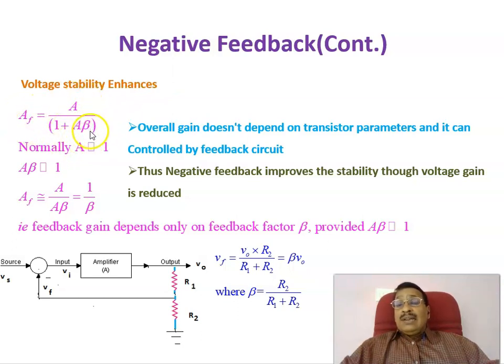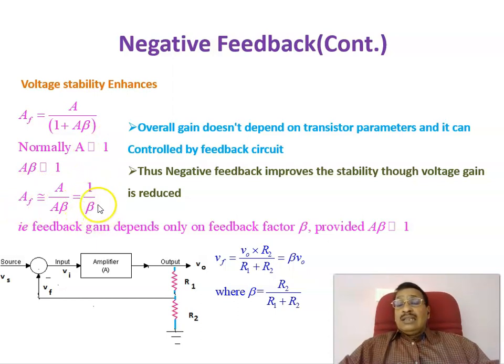Normally the product A beta will be much higher than 1, and AF can be approximately equal to A divided by A beta, or it is equal to 1 by beta. So gain with feedback is equal to 1 by beta. Beta is the feedback factor.